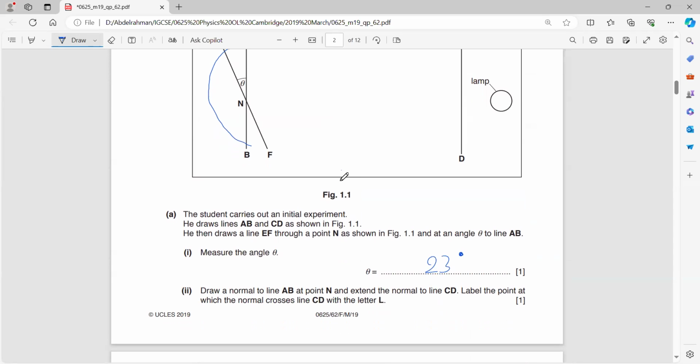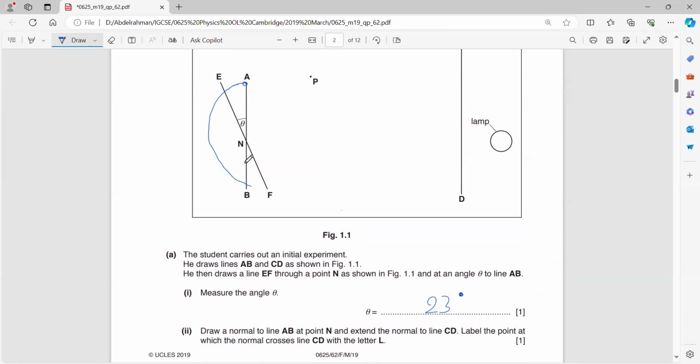Draw a normal to line AB at point N, and extend the normal to line CD. Label the point at which the normal crosses CD with the letter L.